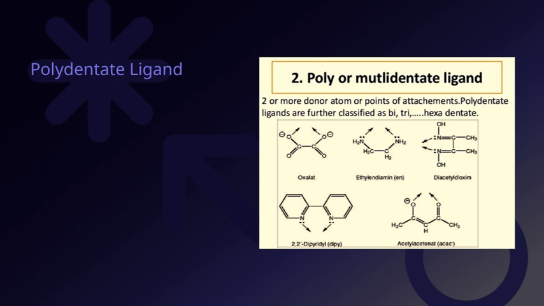You'll often see these ligands in biological systems, like EDTA, which can bind to metal ions very tightly, making them useful in chelation therapy. Understanding polydentate ligands helps us grasp how complex structures form and remain stable in various chemical and biological contexts, tying back to the overall theme of coordination chemistry.